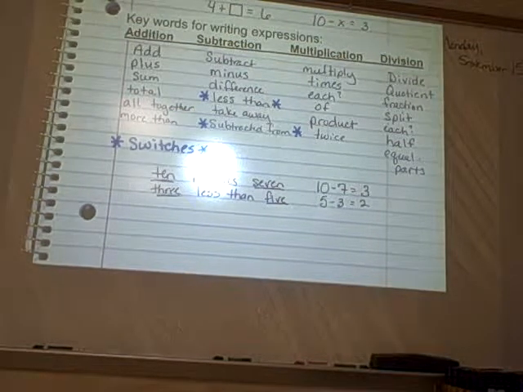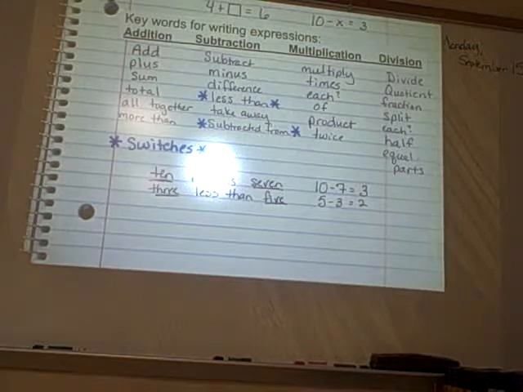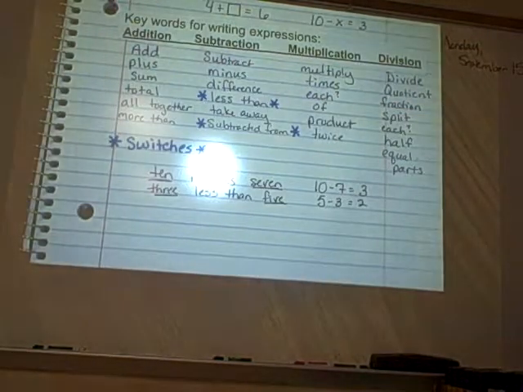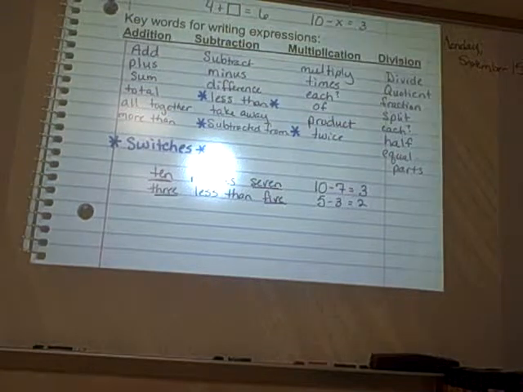Do y'all see that? So the only time that you switch it is if it's subtracted from or less than. If you see those two phrases, that's the only time you have to switch them.